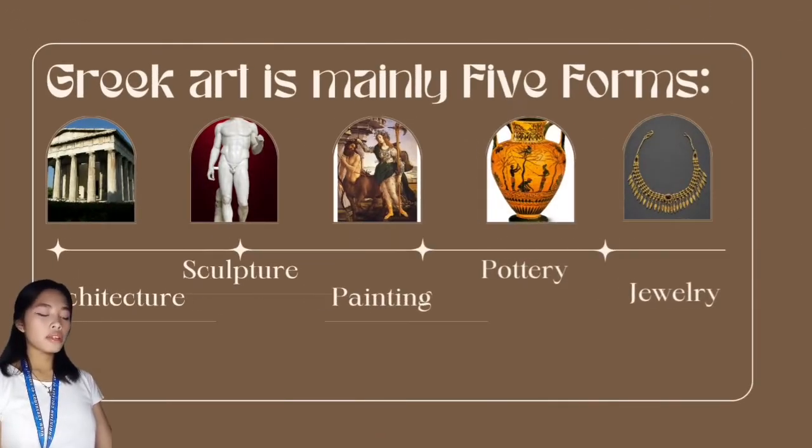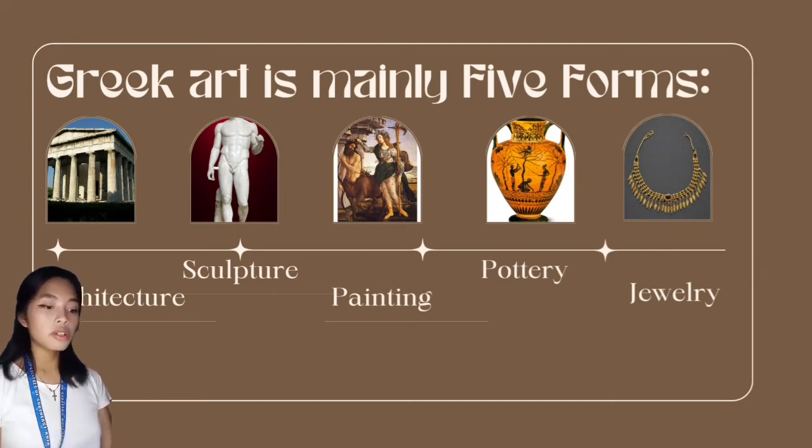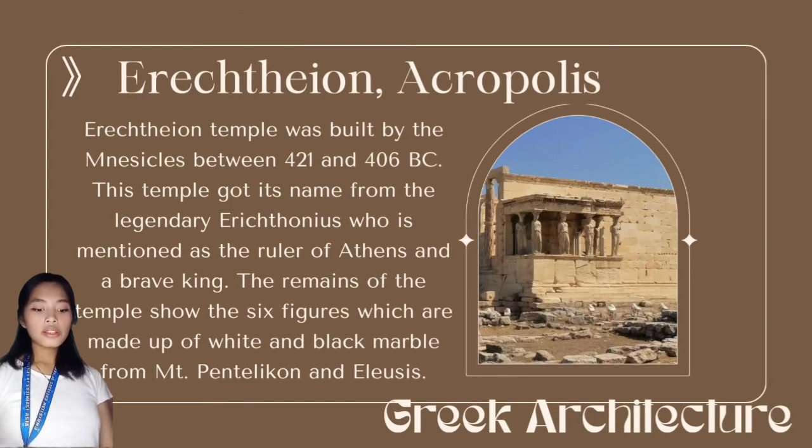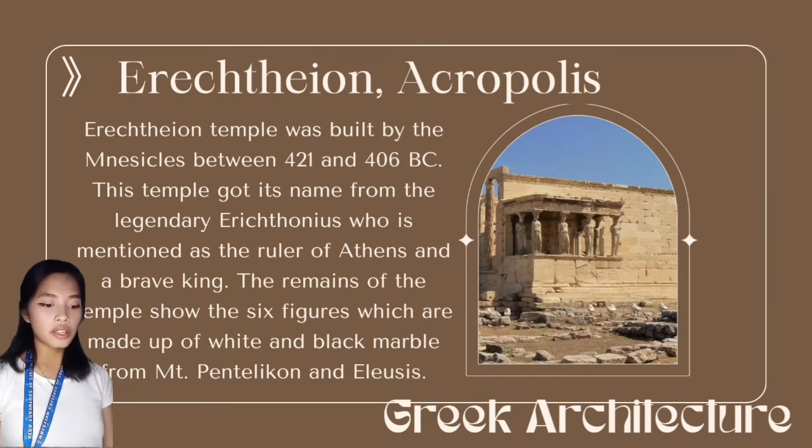So there are five main forms of Greek art. These are the architecture, sculpture, painting, pottery, and jewelry. The example for the Greek architecture is the Erechtheion on the Acropolis. The Erechtheion Temple was built by Menelaus between 421 and 406 BC.